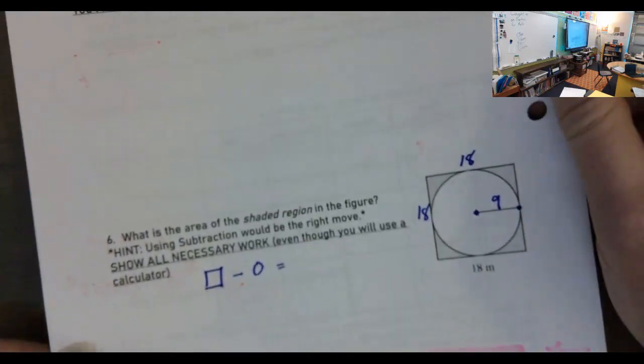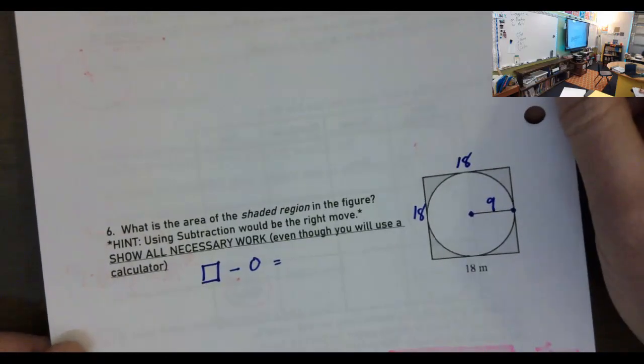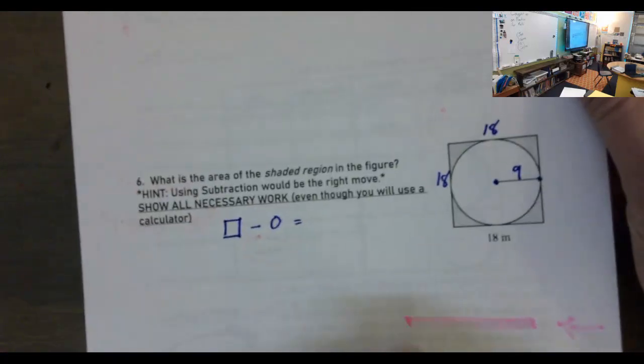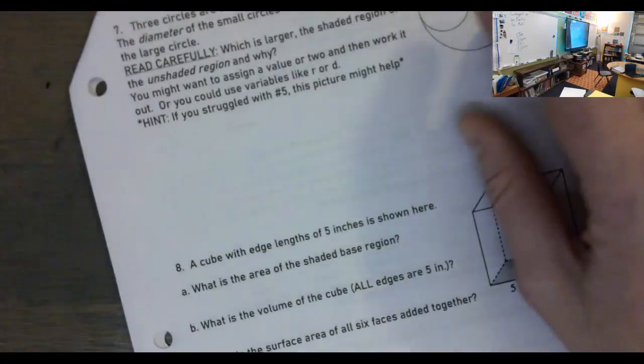Is it a length or is it an area? It's an area. What sort of label do areas get? Squared.